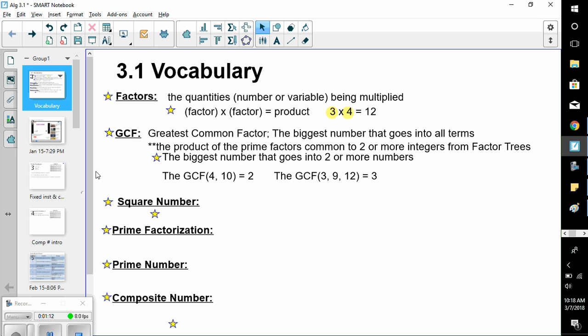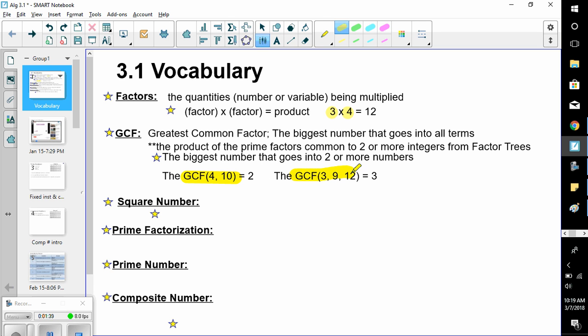If it's the biggest number that goes into 2 or more numbers, we're going to have a notation. Our notation is this: GCF, parenthesis, 4, 10. That is read the greatest common factor of the numbers 4 and 10. Our answer is 2, because the greatest common factor, or the biggest number that goes into both 4 and 10, is 2.